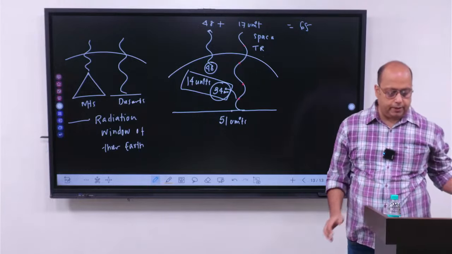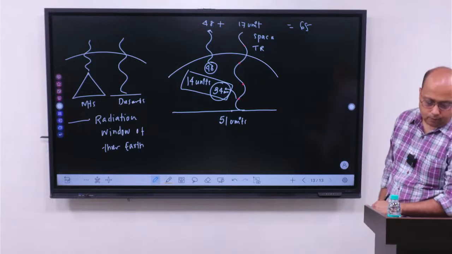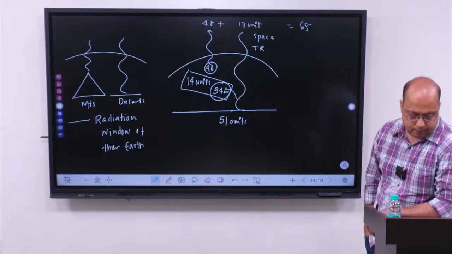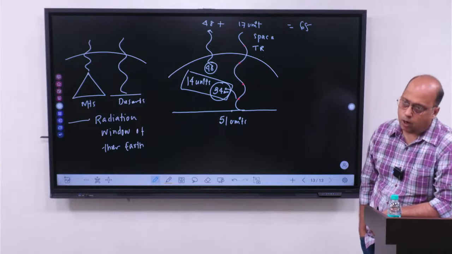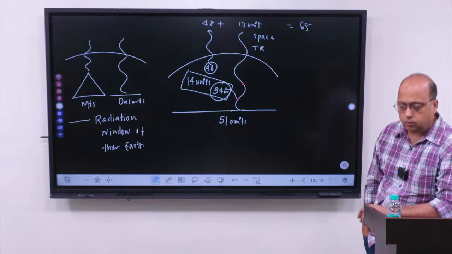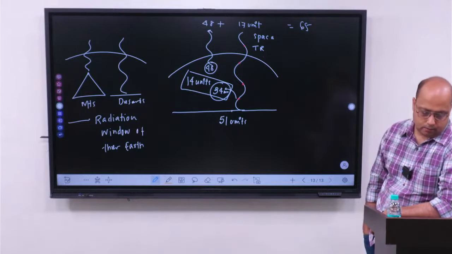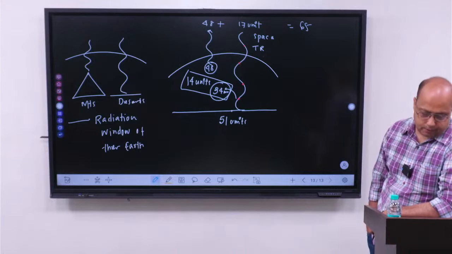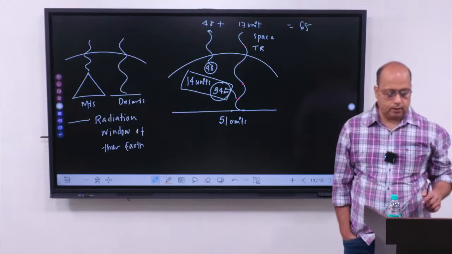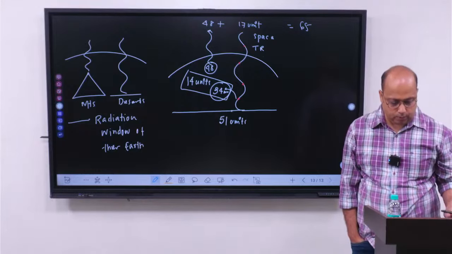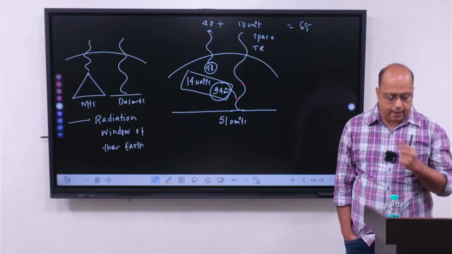51 units of terrestrial radiation escape to the outer space. Write it down. 51 units of terrestrial radiation escape to the outer space. Full stop.